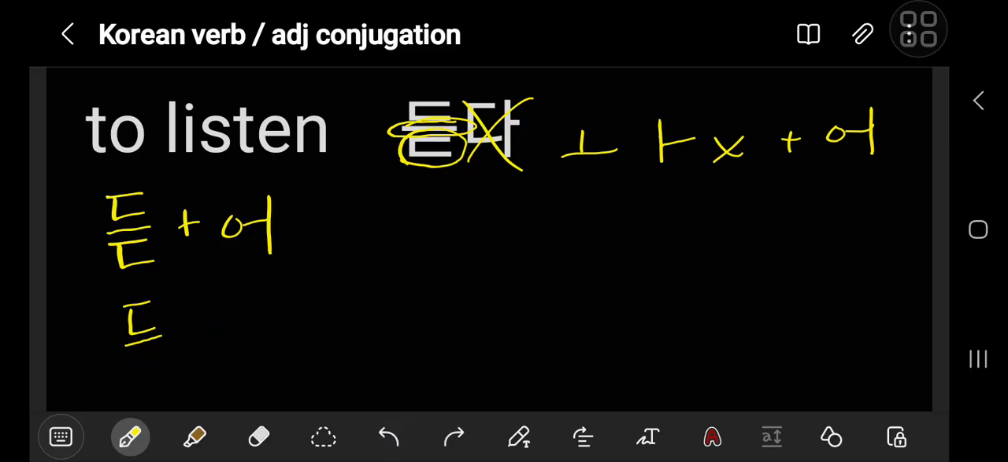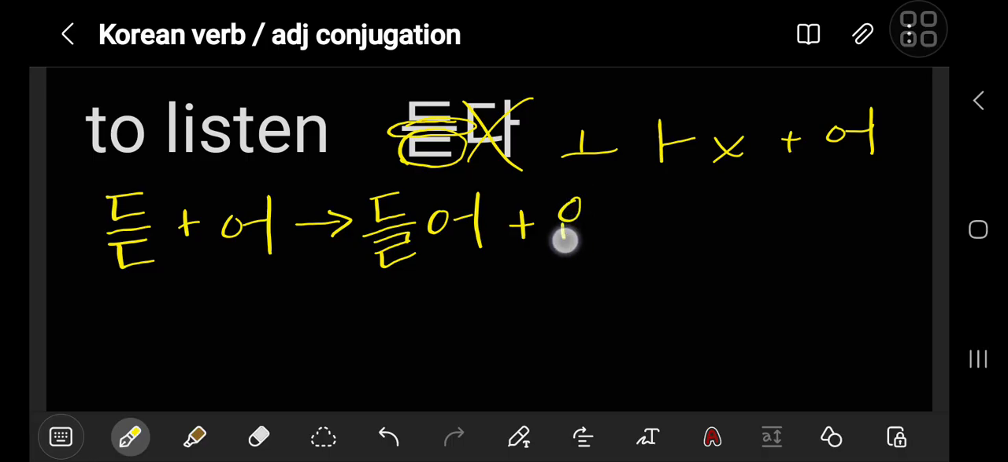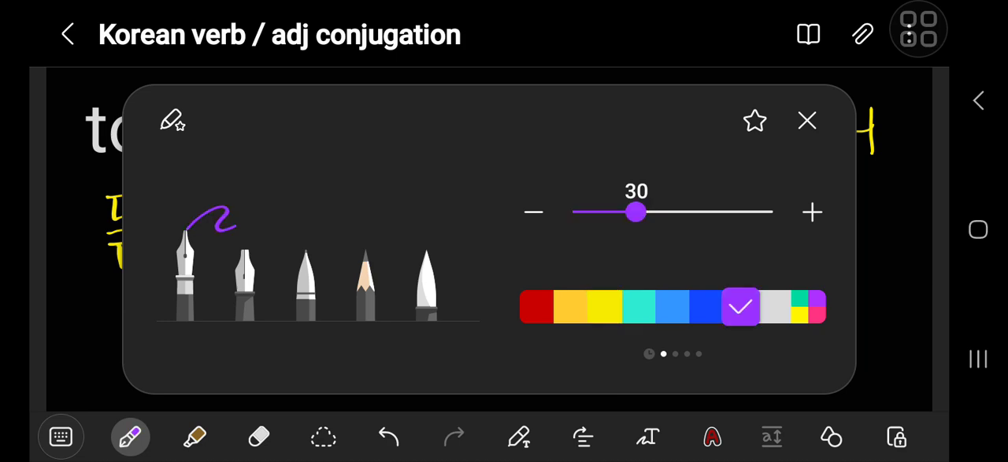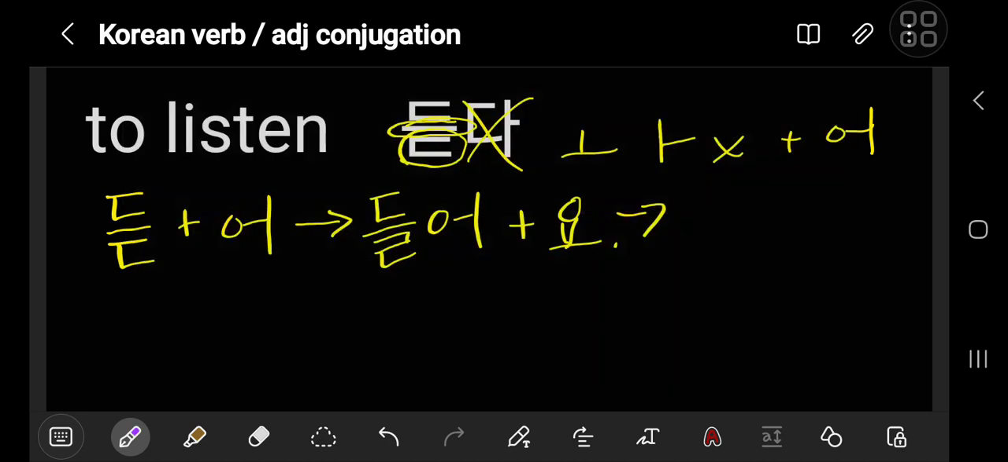The sound is almost the same, actually, but there's a slight variation. So when we add that o on, that bottom digut changes. So we have 듣 and 를. So 들, 들어, 들어 plus 요. And this will give us our present tense, slightly irregular. 들어요.